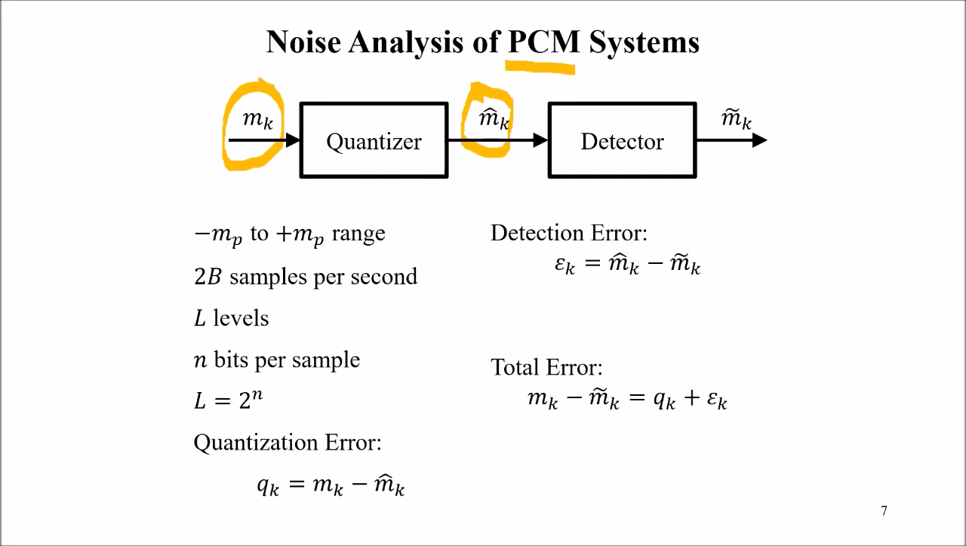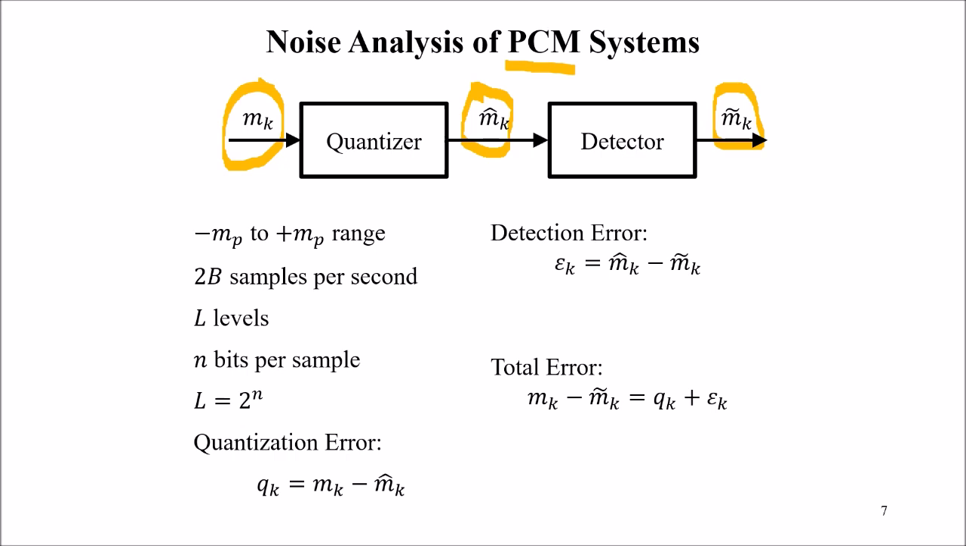This quantized value is then transmitted, noise is added, and at the receiver end, a detector determines the value for this quantized value. The value that comes out of the detector is potentially different, yet still because of detection errors, and this is M with a tilde sub K.